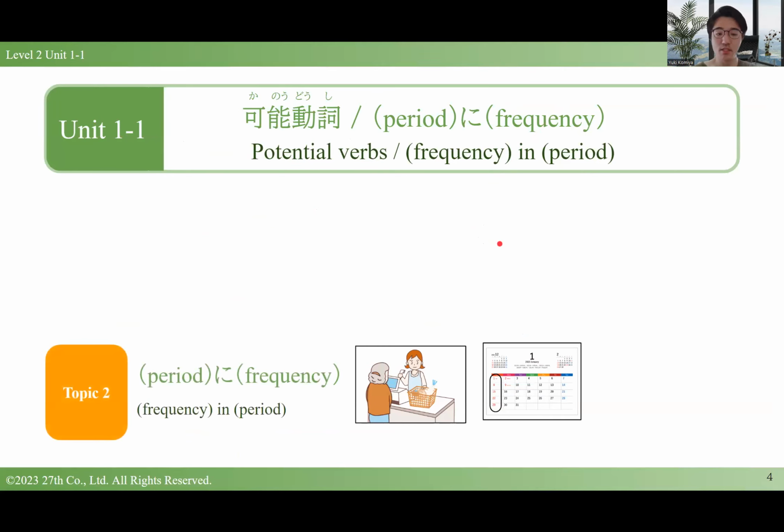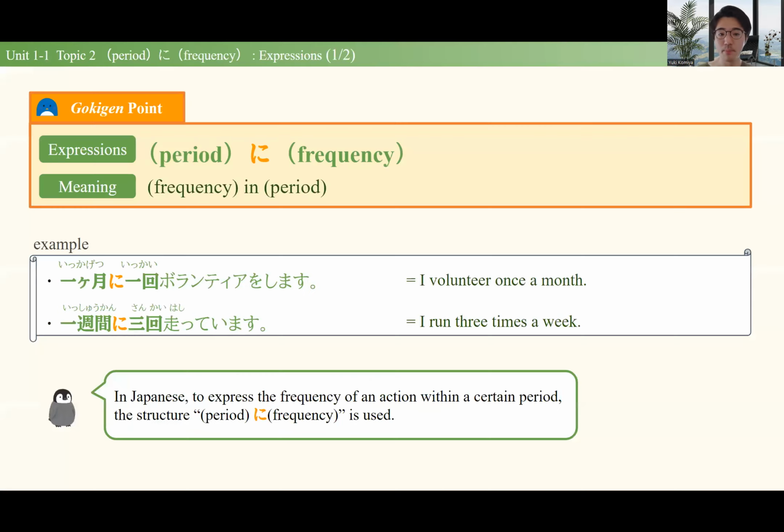Second topic of this lesson is going to be the frequency expression. So how often or how many times you do certain things in a certain period of time. For this, you use this pattern of period, ni, frequency. So the order will be reversed in English though, frequency in period.